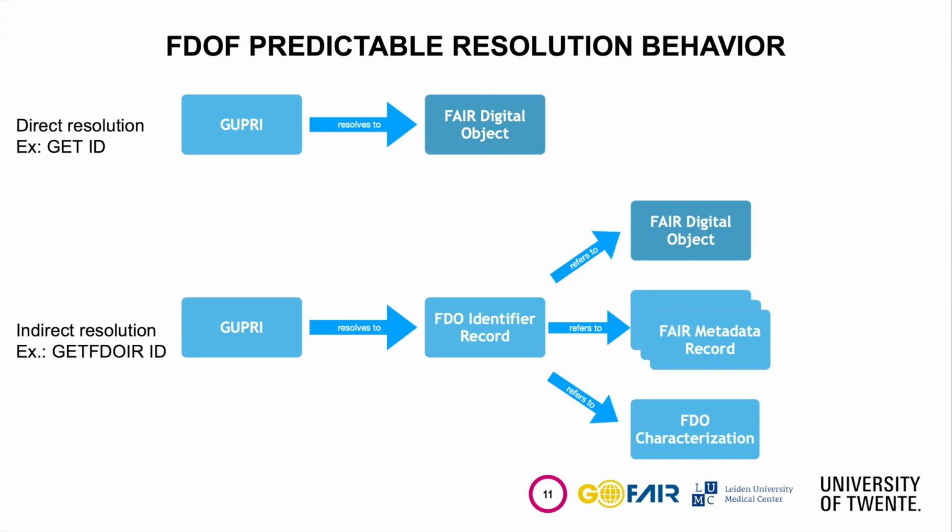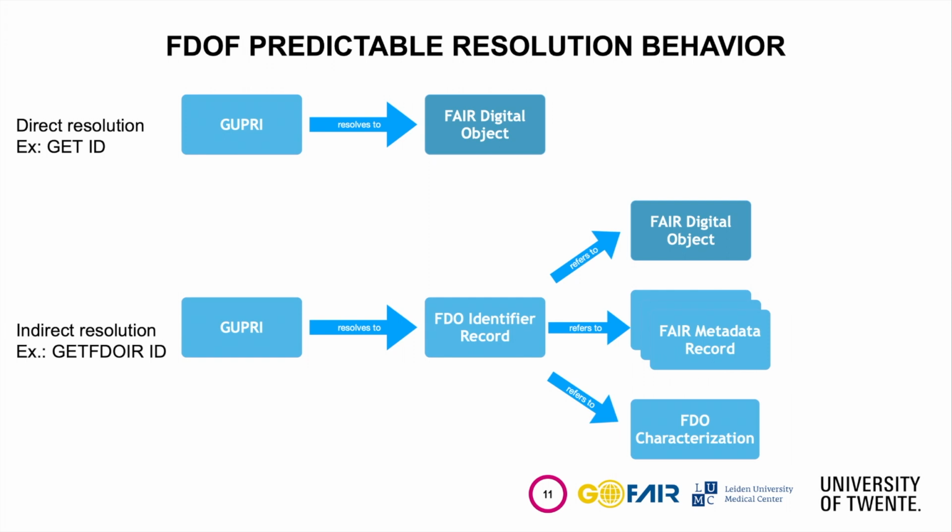Regarding the FDOF predictable resolution behavior, we have two options. The direct behavior is that the identifier resolves directly to the target FDO. The assumption is that this is the most commonly expected behavior, especially if we already know the object and want to interact with the object repeatedly. Another point is that this direct behavior is equivalent to what's implemented in most current infrastructures like the web, where URIs are normally used as URLs, meaning that they represent the actual location of the resource.